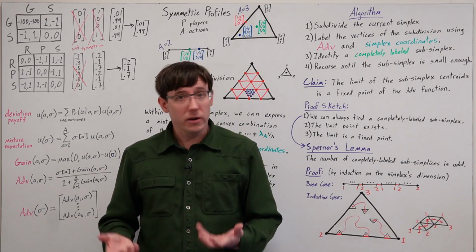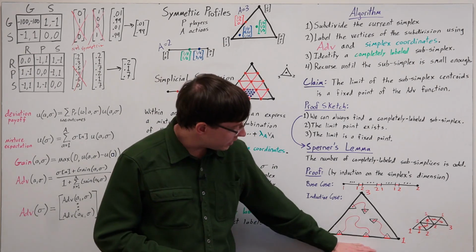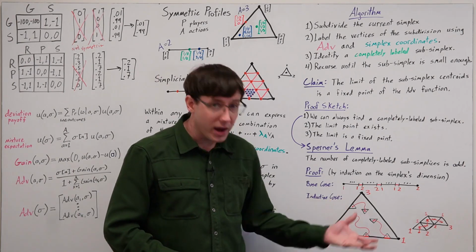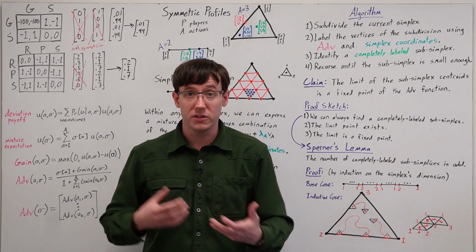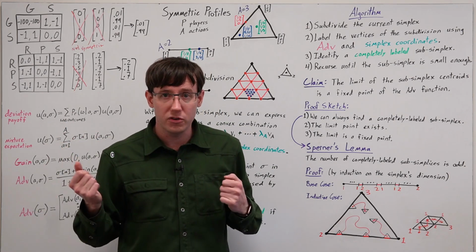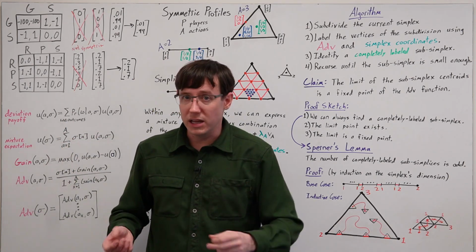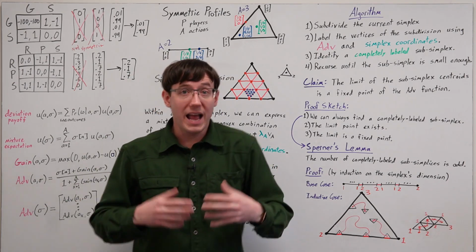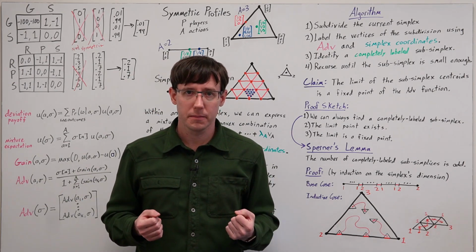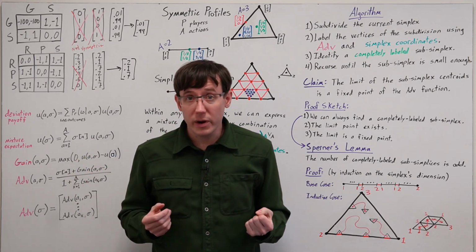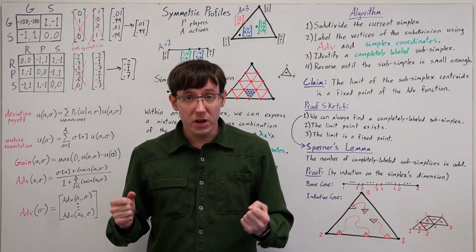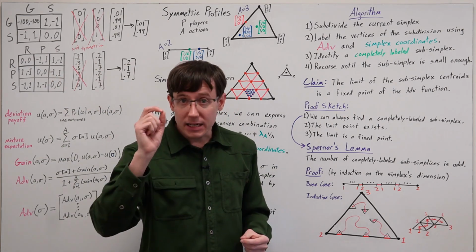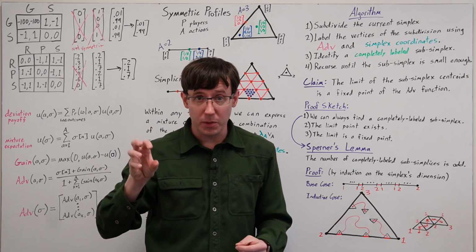So what we've argued here is that if we have an odd number of completely labeled subsimplices in n dimensions, we must also have an odd number of completely labeled subsimplices in n+1 dimensions. And so inductively, the number of completely labeled subsimplices is odd for any dimension of simplex. And so, because 0 is not an odd number, there must be, no matter what number of actions in our game, at least one completely labeled subsimplex.